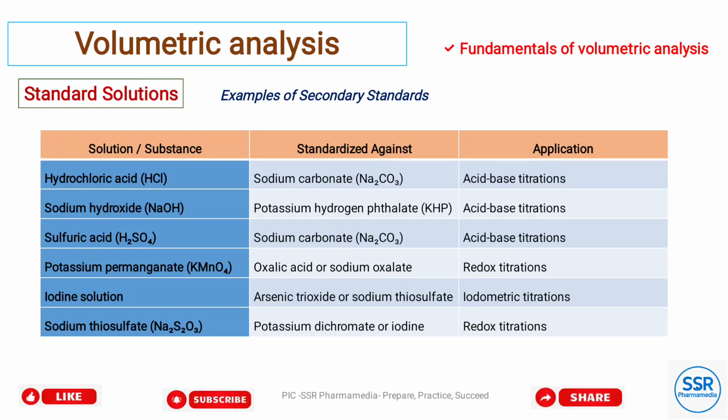And these are also examples. Hydrochloric acid is a secondary standard, standardized against sodium bicarbonate, and it is used in acid-base titration. Likewise, sodium hydroxide is a secondary standard substance. It is standardized against potassium hydrogen phthalate, a primary standard, in acid-base titration. Like that, examples are given for all the substances.